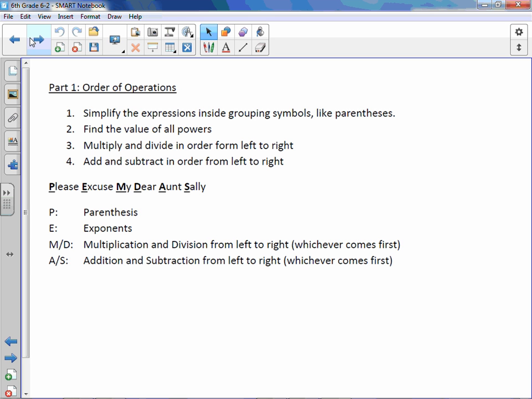We have a nice way of remembering this, a nice mnemonic device here. Please excuse my dear Aunt Sally. So the P stands for parentheses, E stands for any exponents you have, M and D represent multiplication and division from left to right, whichever comes first, and addition and subtraction from left to right, whichever comes first.